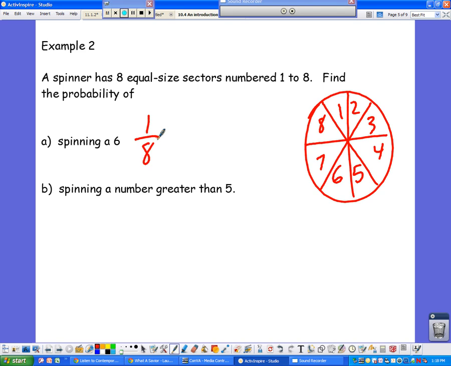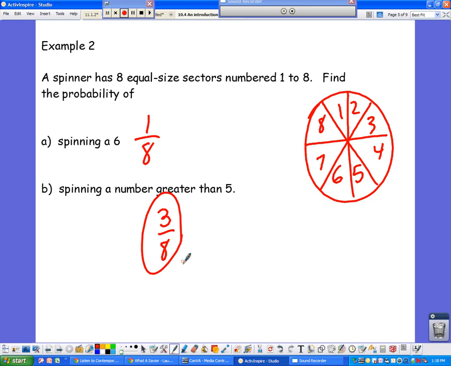Okay? On part B, I want to know what is the probability of spinning a number that is greater than 5. Well, 5 is not greater than 5. It's equal to 5. So we're going to count 6, 7, 8. So I have 3. And again, I have a total of 8. Okay? So the answer would be 3/8.